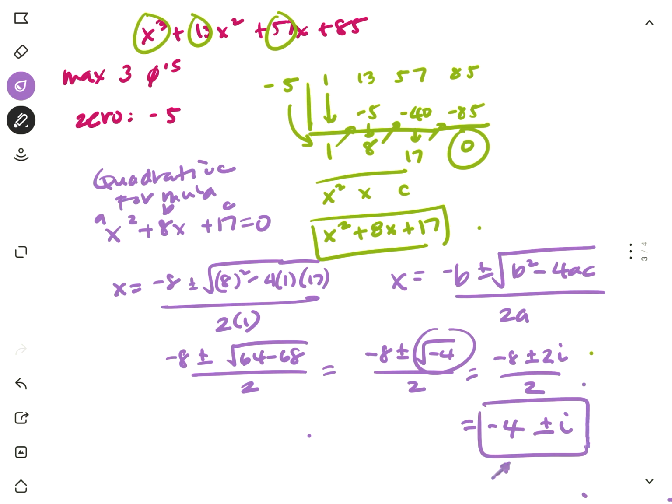All right, so our zeros are -4 plus or minus 1i. That's our two imaginary zeros because they have i's. And then our real zero, which is -5, which we found from the graph.